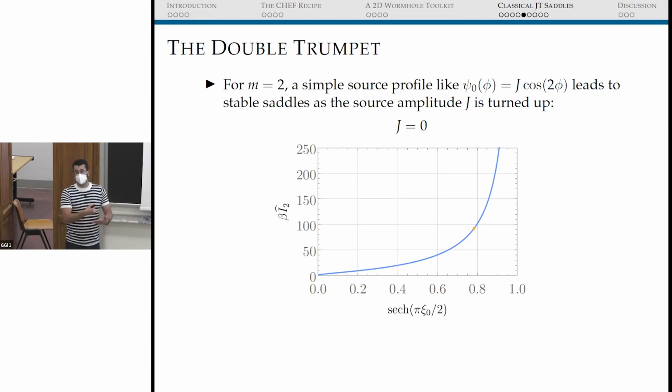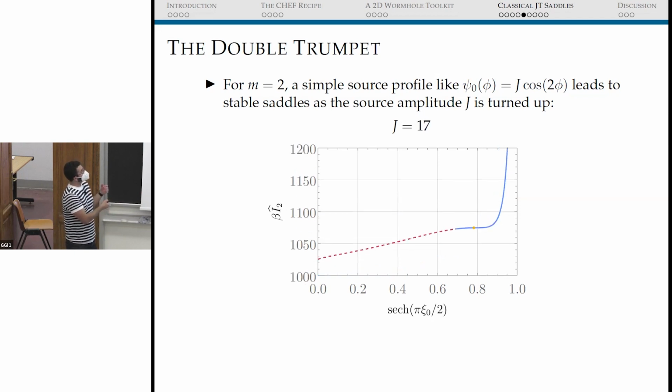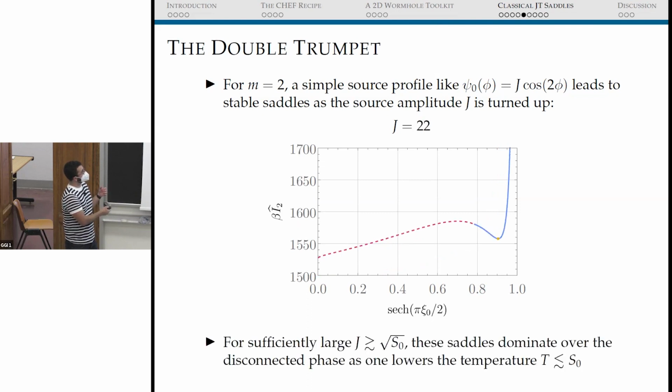When I say stabilize the wormhole, I mean that the throat doesn't pinch off, which is what happens in pure JT. So we want the scalar to stabilize the wormhole throat. We don't have a stable saddle for the throat here. This is the modulus in the elliptic frame that I described before. As we increase the source amplitude, we see how it changes.